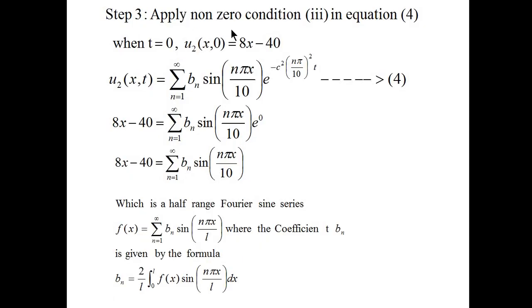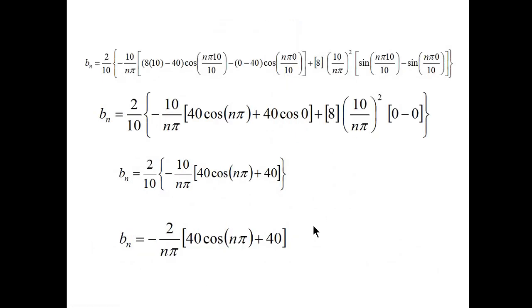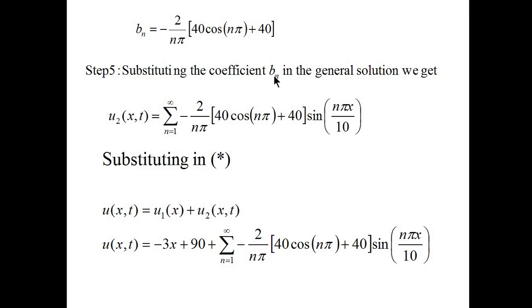Now in step 3 let us apply the initial condition in equation number 4, that is when t is equal to 0, u2 of x,0 is 8x minus 40. Upon substituting in equation 4, here we have put t as 0, so e raised to 0 is 1. Now if you compare, this is a half range Fourier sine series where Bn is evaluated using this formula. In step 4 we are going to find Bn by using Bernoulli's rule of integration, and then you can simplify further. And in step 5 you have to substitute that in our u2 of x,t in our general solution, that is equation number 4.